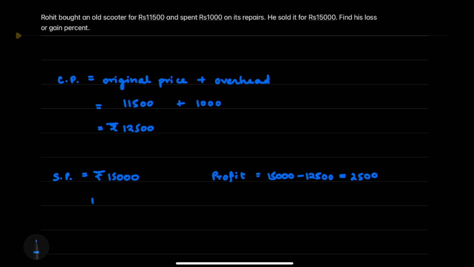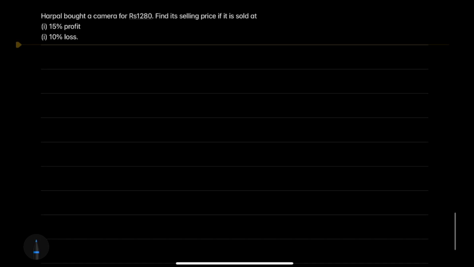And now let's calculate the profit percent. That's going to be profit, that is 2,500, over the cost price, that is 12,500. We multiply it by 100 to get 20. So let's move on to a bit more of a conceptual question. So Harpreet has bought a camera for 12,800 rupees, and we need to find the selling price if in condition 1, the profit is 15%, and in condition 2, the loss is 10%.